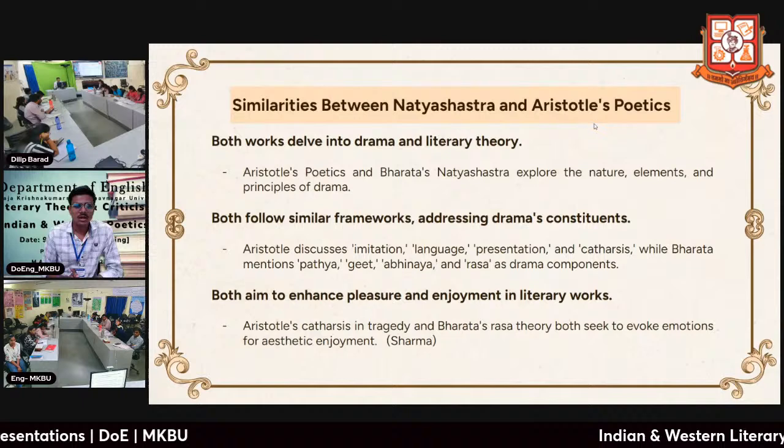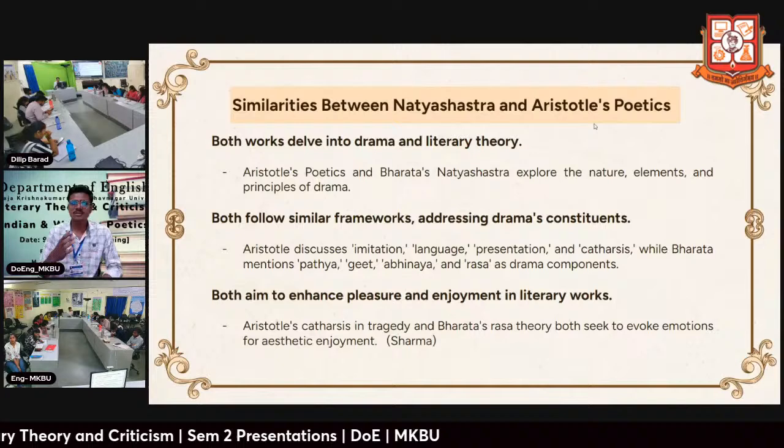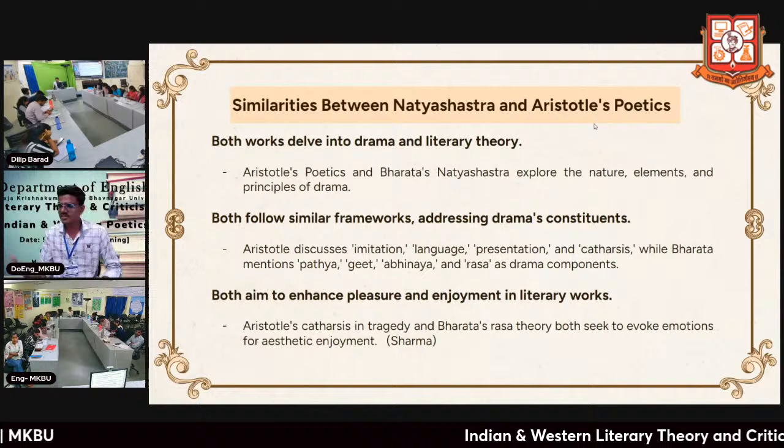Now, similarities between Natyashastra and Aristotle's Poetics. What types of similarities do we find? Both works dwell into drama and literary theory. Both works talk about the theory of plays or drama, how it is performed, how it is written, and that type of nature, elements, and principles of drama. Both follow a similar framework addressing the drama's constituents.